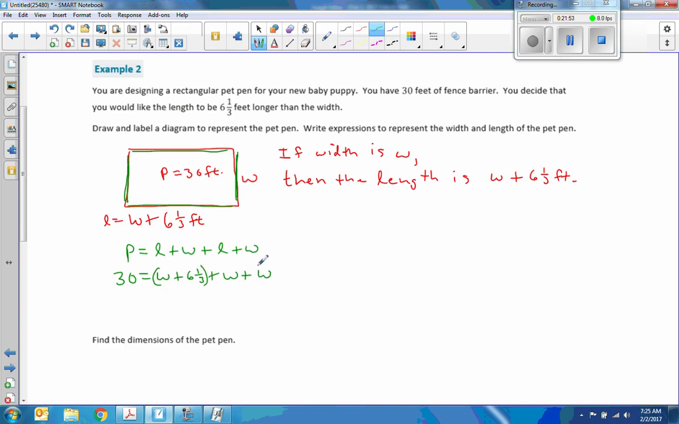I'll put those in parentheses. Plus 6 1/3. Okay, so these are our lengths plus the other width over here. So 30 equals all this. Combine like terms. W plus W plus W plus W is 4W, plus 6 1/3 plus 6 1/3 is 12 2/3.